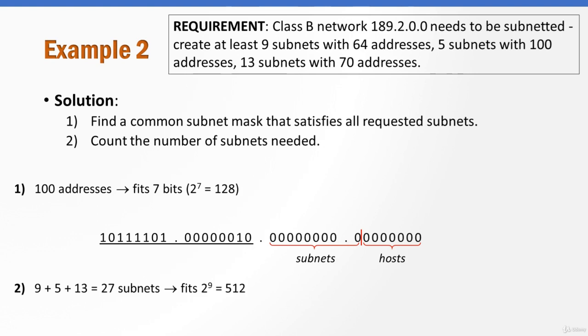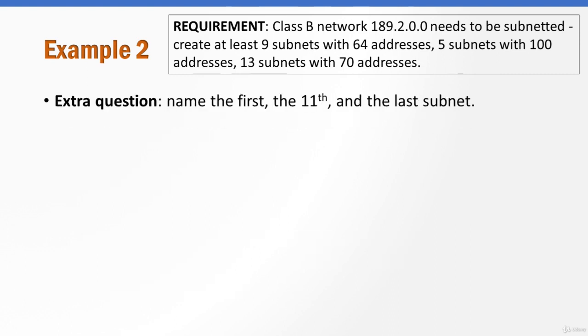So our answer to this requirement is if we use 189.2.0.0/25, we could create all of these subnets. That's pretty simple, so let's look at an extra question. Let's name the first, the 11th, and the last subnet.